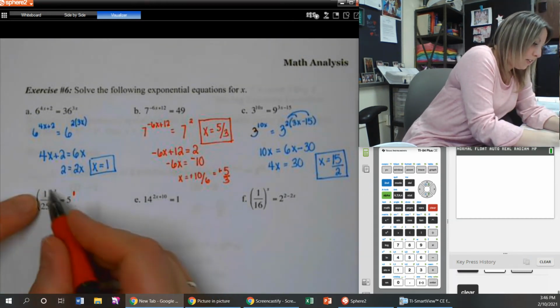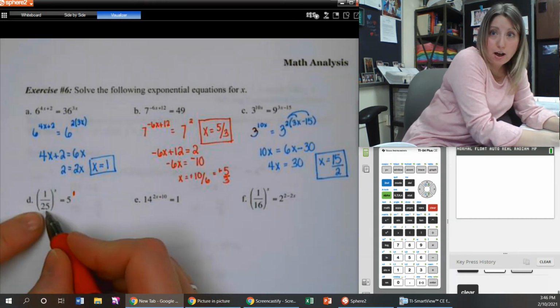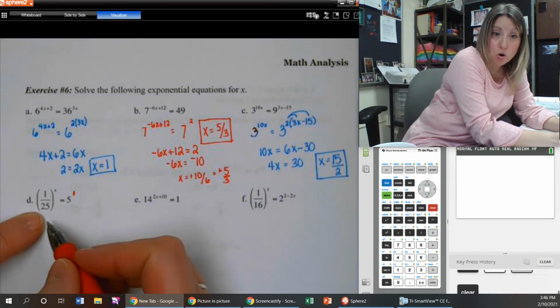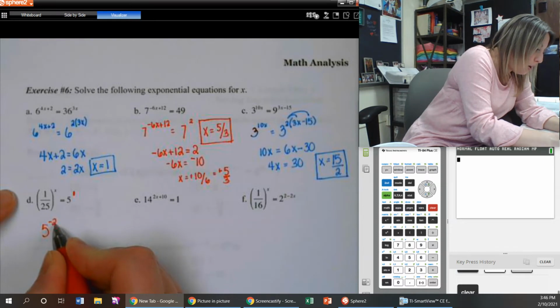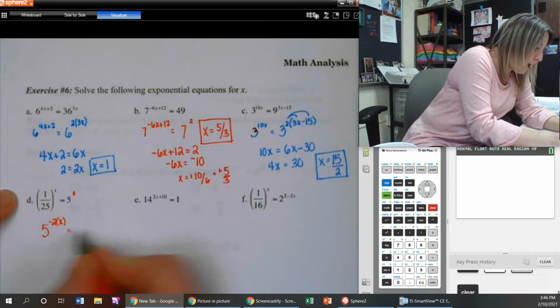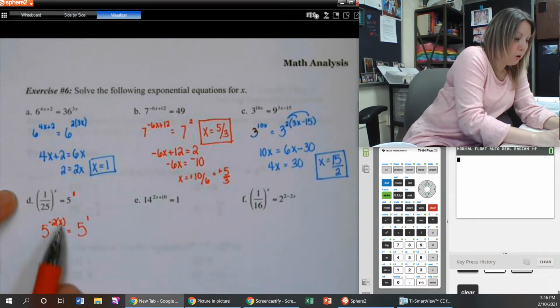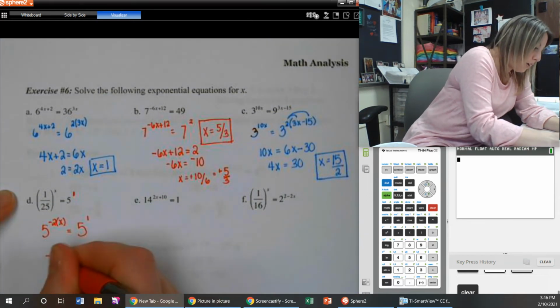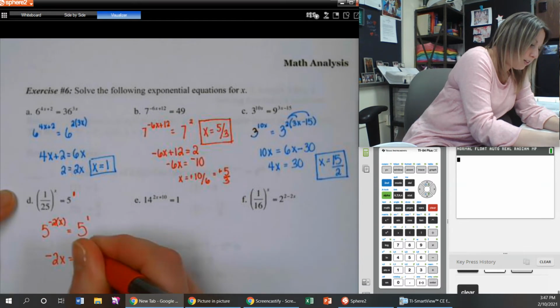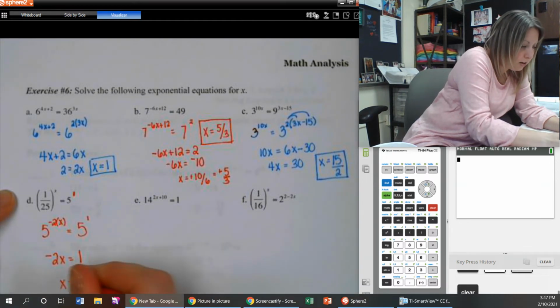So now, let's see. Well, I know 5 squared is 25, but this is in fractional form, 1 over 25. So this is really 5 to the negative 2, and then, of course, we have to multiply by the exponent that was already there, which was our x. Negative 2 times x is negative 2x, and of course, that's a 1 over there, so divide both sides by negative 2, you get x equals negative 1/2.